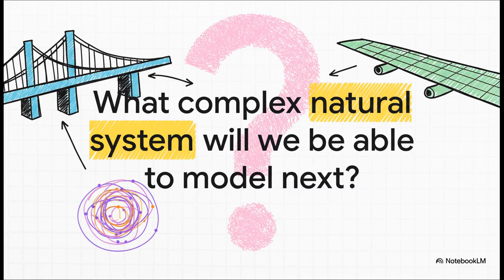And it leaves us with this one final, fascinating question. As our methods and our computers get even more powerful, what complex natural systems, things like global weather patterns or even the folding of proteins in our own bodies, will we be able to model and truly understand next?